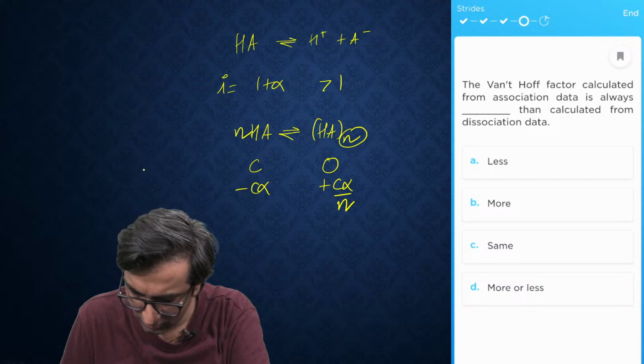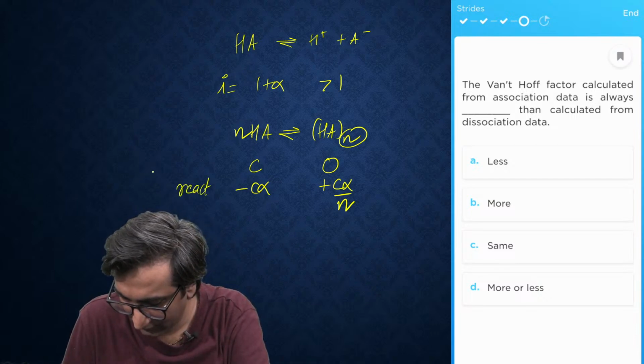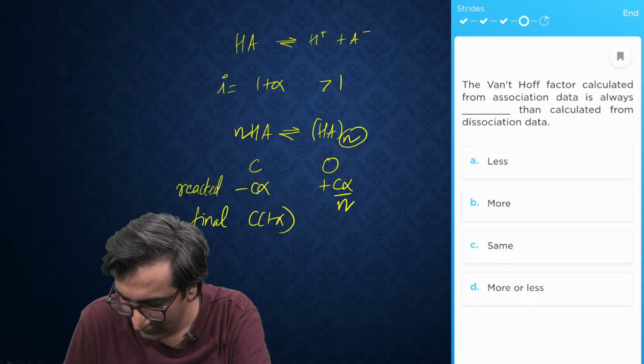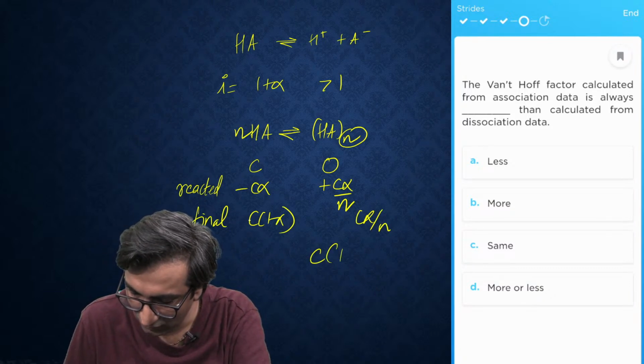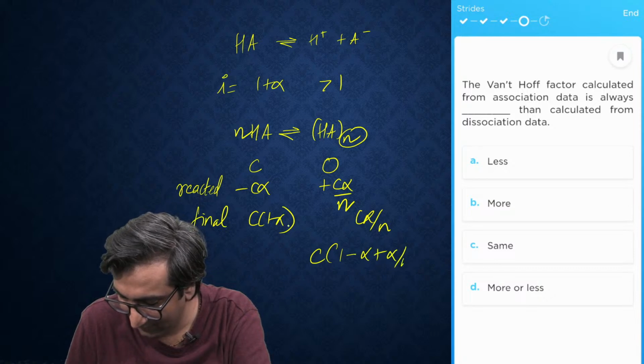Okay. Now this is how much has reacted. And the final amount is C into 1 minus alpha. This is C alpha by N. Now what is the total? It will be C into 1 minus alpha plus alpha by N.